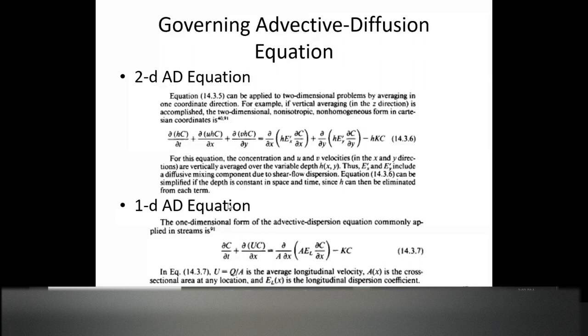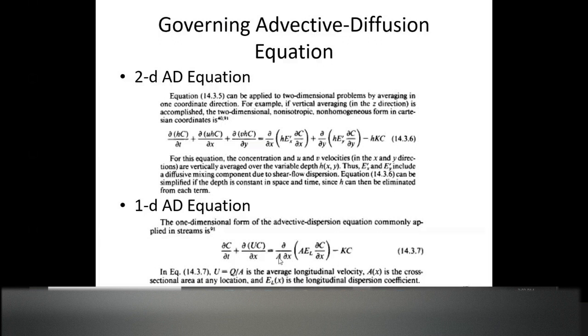In one dimensional form, if we see the advection dispersion equation, you can see that it is similar to the continuity equation which we are familiar with. The continuity equation for the one dimensional Saint-Venant equation was partial A over partial T plus partial Q over partial X equal to the lateral inflows, if you remember that. So a similar thing is over here.